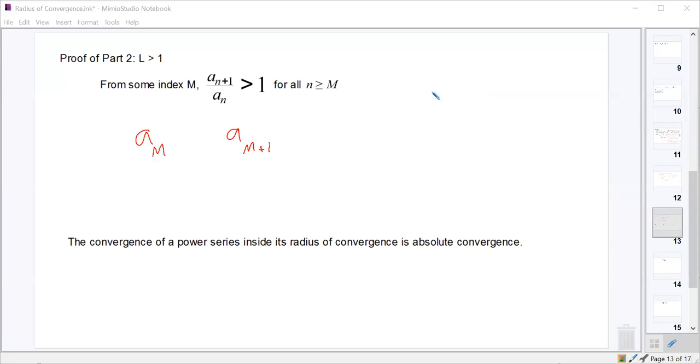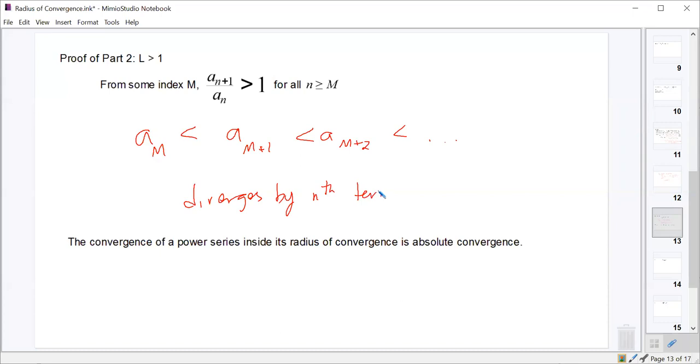Yeah, the M plus 1 is greater, right? So it should look like this. And what about the next term? Same thing, right? And so what's happening here? These terms are just getting larger, and we would be able to say that this just diverges by the nth term test. Because the nth term test says that as n goes towards infinity, we have to be approaching 0. And if these numbers are getting larger, we're certainly not approaching 0. Good or no? The proof of part 2 is a little quicker and easier.